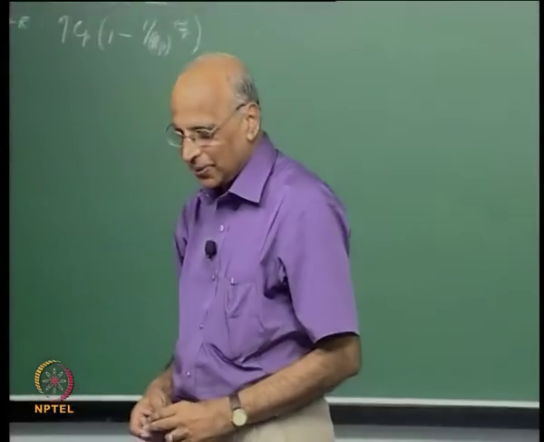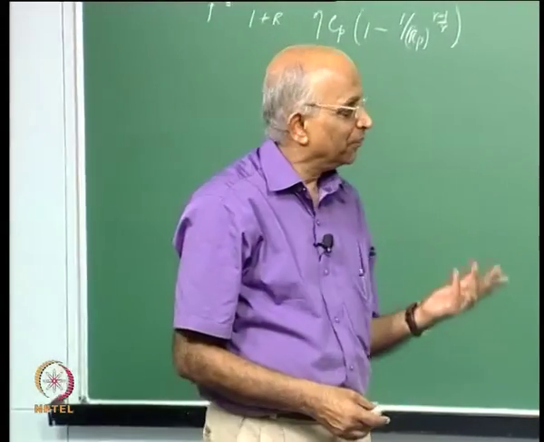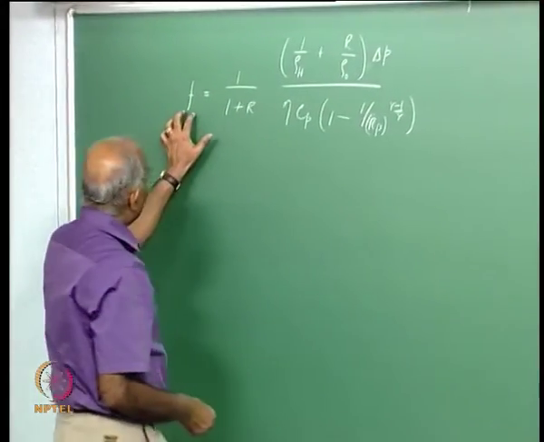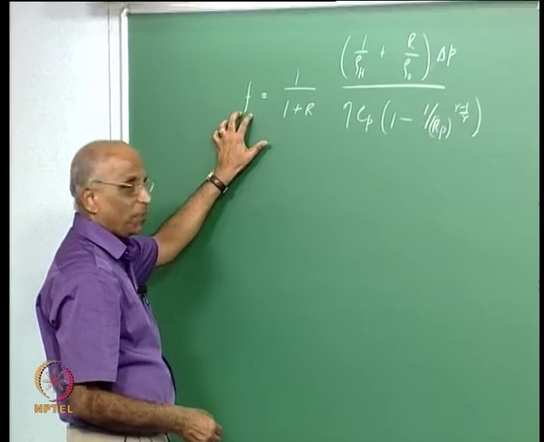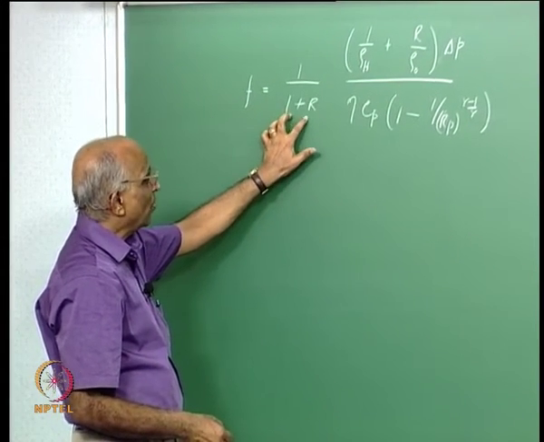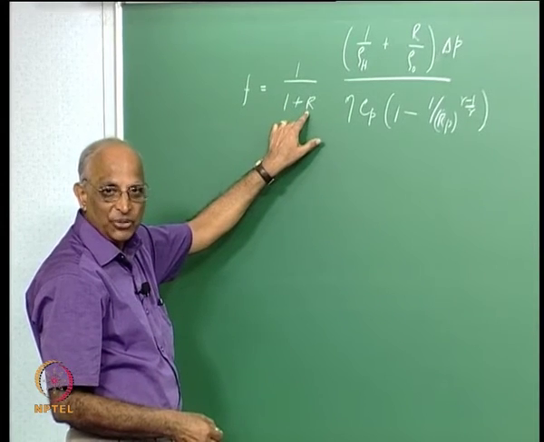Good afternoon. I think we will get started with what we were doing in the last class. In the last class we derived an expression for the fraction of the total propellant flow into the gas generator, which is equal to 1 plus 1 over R. R was the overall mixture ratio.